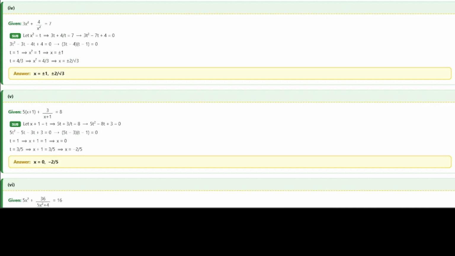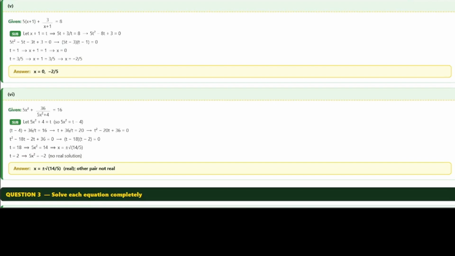Now, if you find the first value of t, that's going to be t is equal to 4 over 3, and the second root will be t is equal to positive 1. Now we're going to remove the value of t and replace it with its original value, which was x square. So x square is equal to 1. If we take under root on both sides, x is equal to plus minus 1. And x square is equal to 4 by 3. If we take under root on both sides, we get the value of x as plus minus 2 over under root 3. So these are four of our roots. The first is plus minus 1 and the second is plus minus 2 over under root 3.